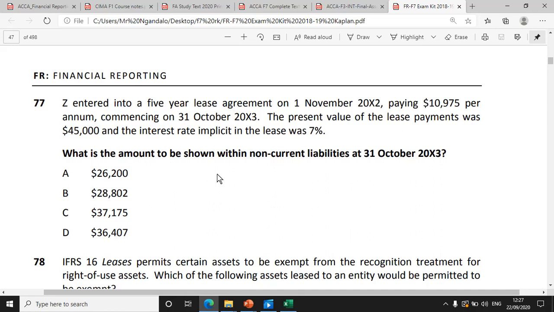Again, we just use the principles we learned in the last video. When are we supposed to make payments? Again, looks like we're dealing with a lease in advance, if I'm not mistaken. Is that so? Okay, let's read again. 5-year lease agreement on 1st November, paying per annum. All right, so this is the lease in arrears. Per annum means after a year. So let's do some bit of work there.